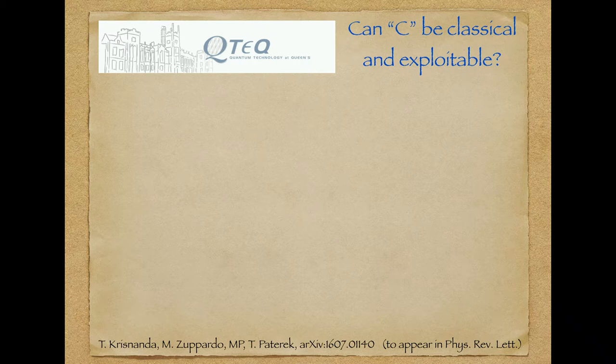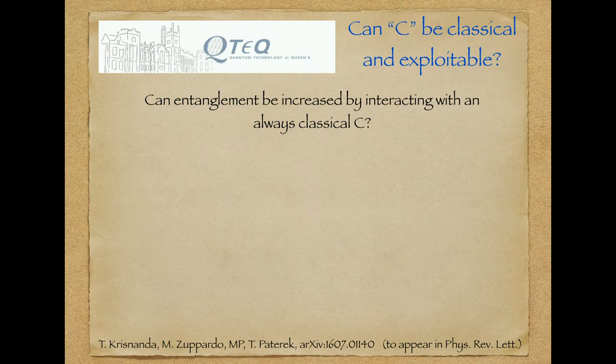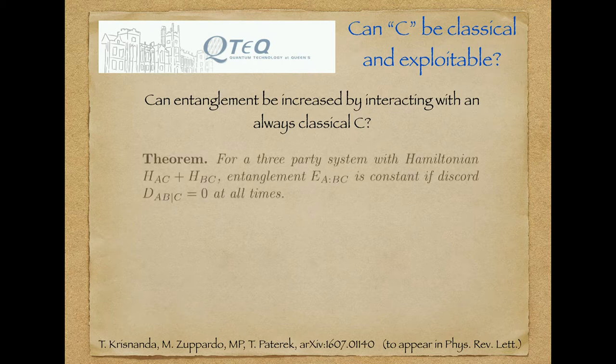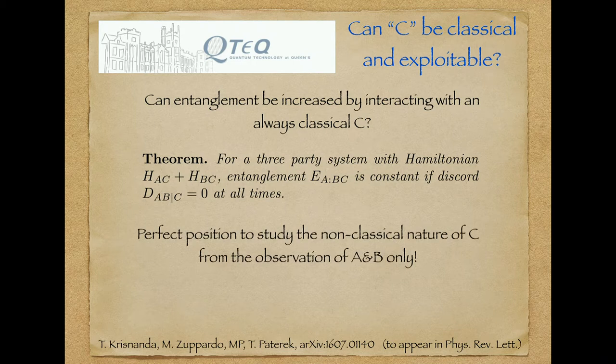And now the statements, the two theorems that are proven in this paper and that answer the question: can I get entanglement gain if C is always classical? So if I don't have any gain and any creation of discord? And the answer is no. There are two theorems, one for the closed system dynamics and one for the open one. The first one states that for a three-particle system with this sort of bilocal interaction, whether they commute or not is immaterial, the entanglement in this bipartition is constant, so the gain is zero, if this discord is zero at all times. So unless I get some discord in the dynamics, I cannot gain entanglement.